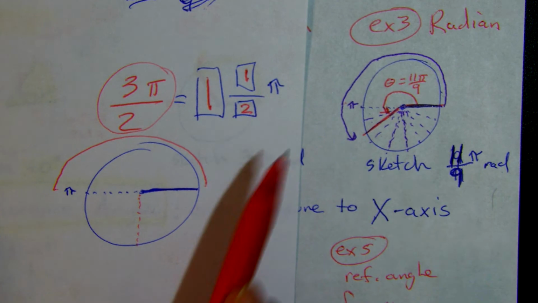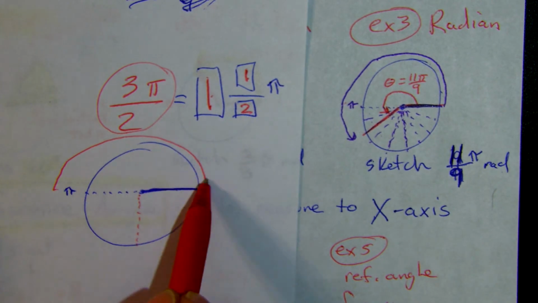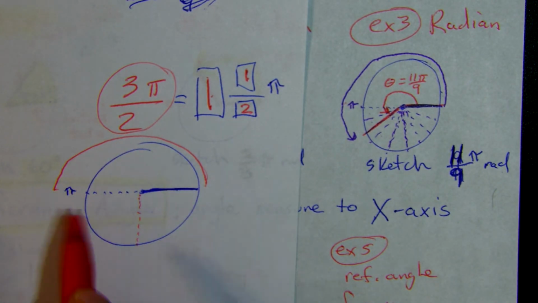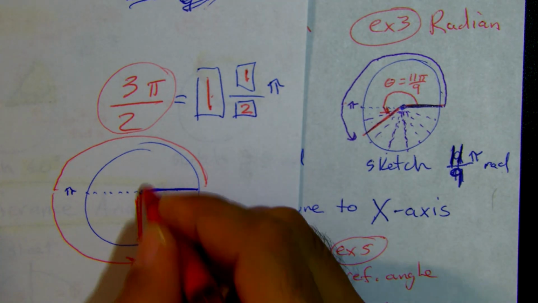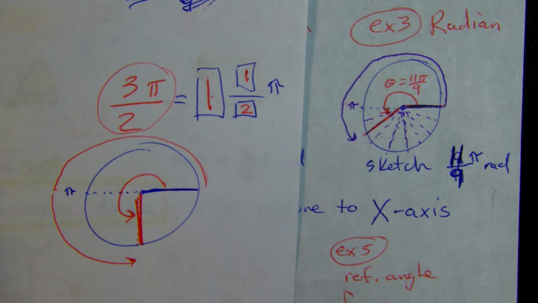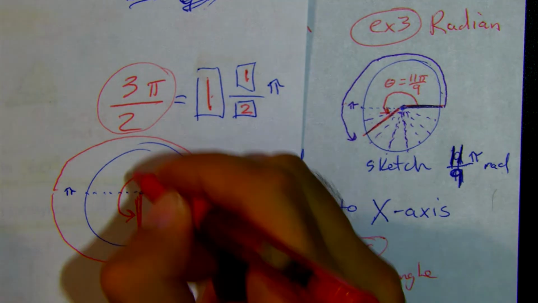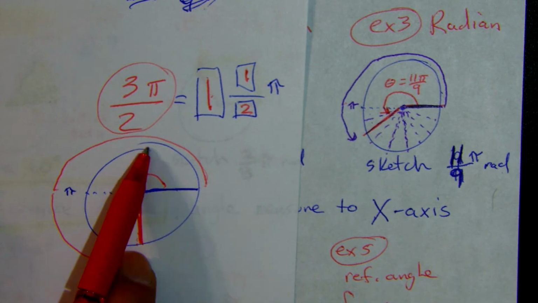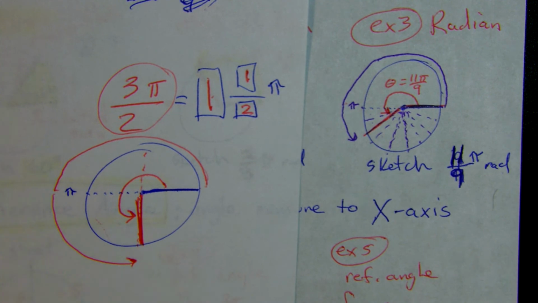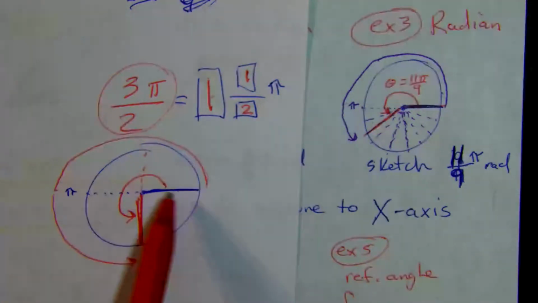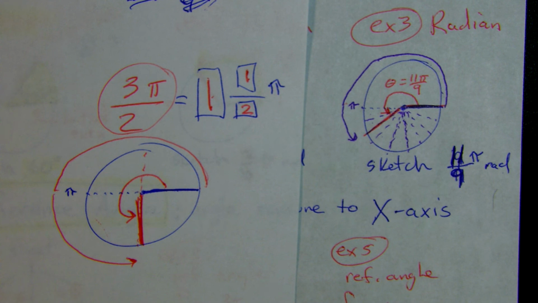So 3 halves pi, 3 pi over 2 is 1 1/2 pi. I go around 1 entire pi, and then I have to go another half right there. So here is my terminal side. That right there is 3 pi over 2. Okay? And you could look at it different ways. You went 1 half, 2 halves, 3 halves. That's another way to look at it. But I think it's best to relate to where it is in relation to 1 pi, which is always straight across, half of the way around.